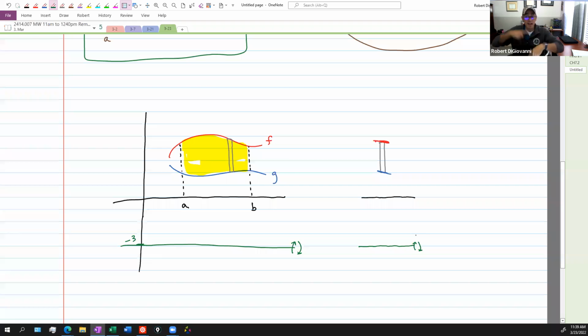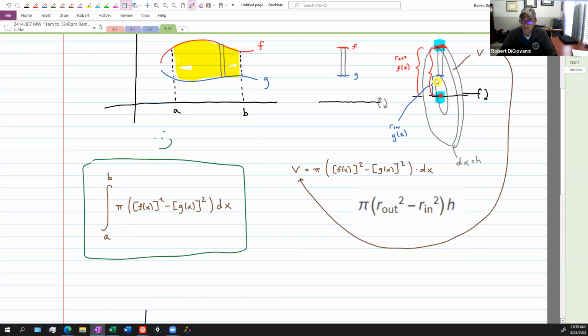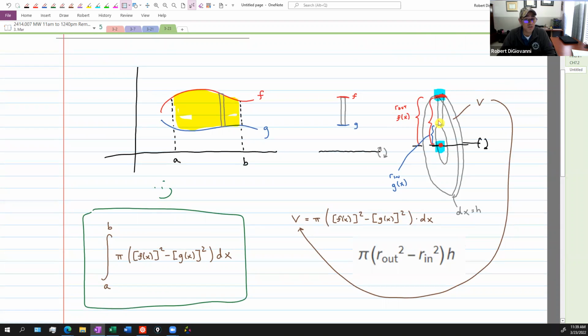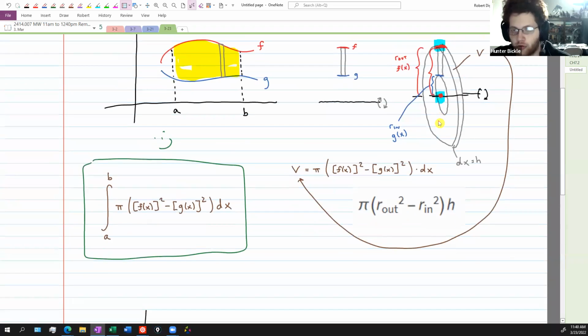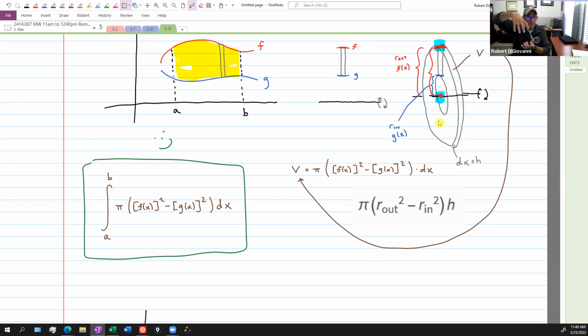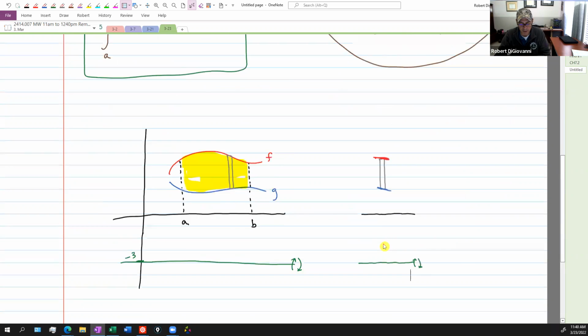So if we rotate that, what is this going to look like compared to this one? Are they both going to be washers? Yeah, but it'll be a much larger washer. It's going to be much bigger, isn't it? It's going to have a way bigger hole in the middle. Do y'all understand that? Because this axis of rotation is much closer than this one is.